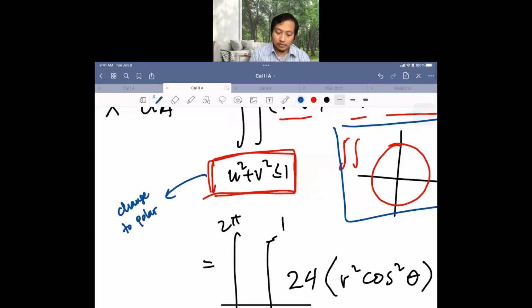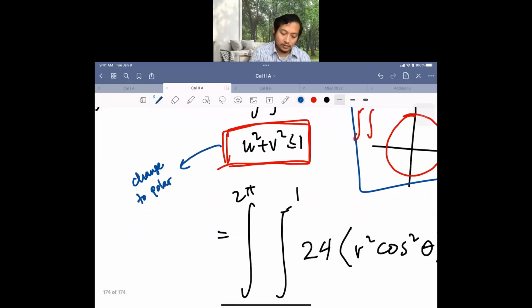So in polar, u is r cos theta. It's the same as when we did with x, where x is r cos theta. So it's a change of variables and then a change again one more time.